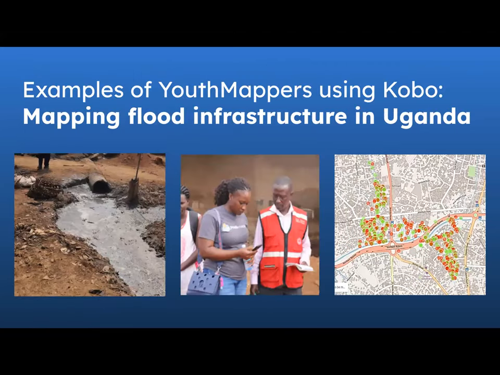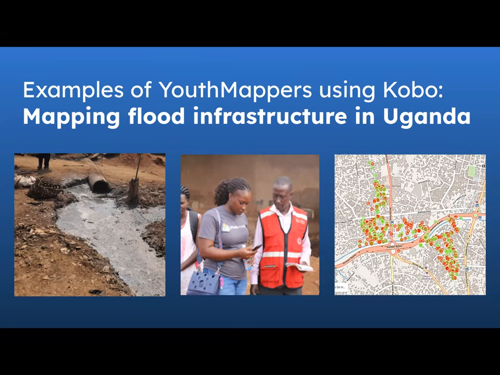YouthMappers has been using Kobo, and I know that a lot of you on the Kahoot said you use Kobo, which is great. I just have two examples of how YouthMappers have been using this tool. First, in Uganda, students mapped flood infrastructure. They recorded the location of drainages and whether those drainages were clogged or not, because clogged drainages would result in water backing up and flooding communities.